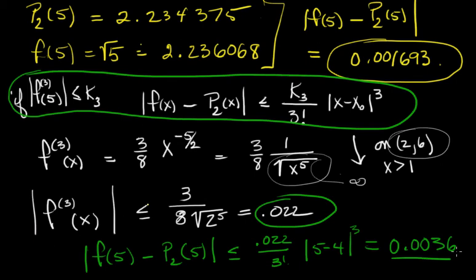0.0036. Now, I could have used a different interval than 2, 6. I could have taken the interval 3, 6 and used the third derivative at 3. This isn't too important. I just want you to see that we can find an upper bound on the third derivative, and therefore we know there's an upper bound on the error. And we see that our actual error was well below this.